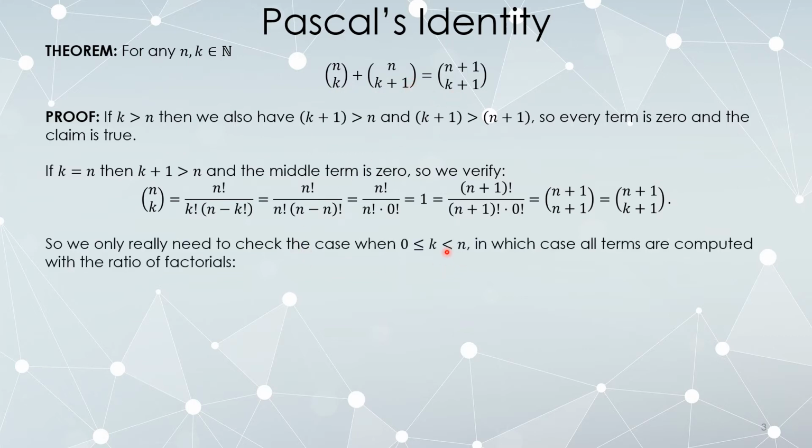So the only thing we have to check is what if k is smaller? If k is larger than n, everything was fine. If k equals n, everything was fine. So what if k is smaller than n? And observe, both have to be bigger than or equal to 0 because they are both natural numbers.